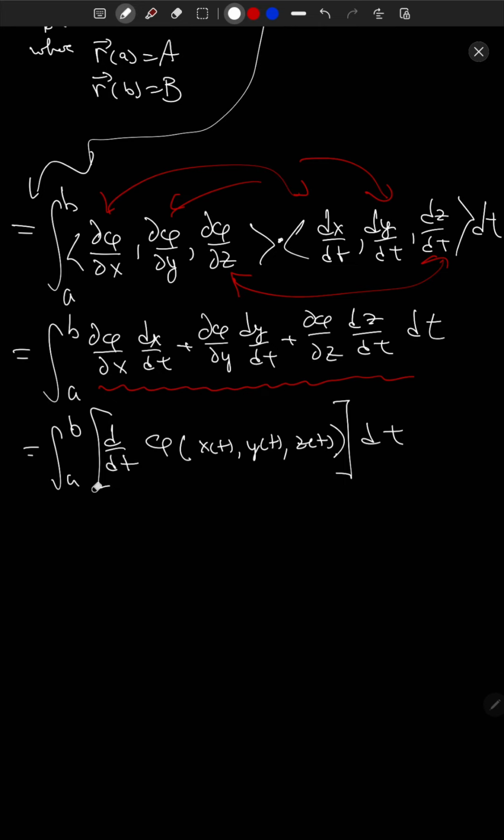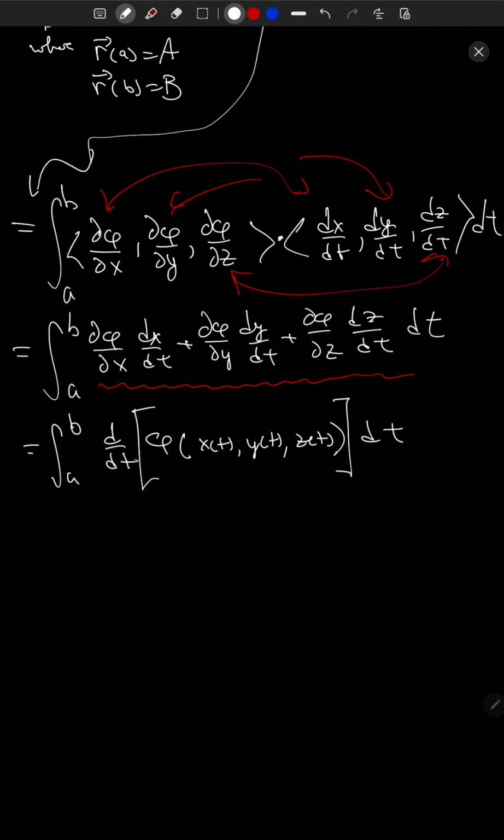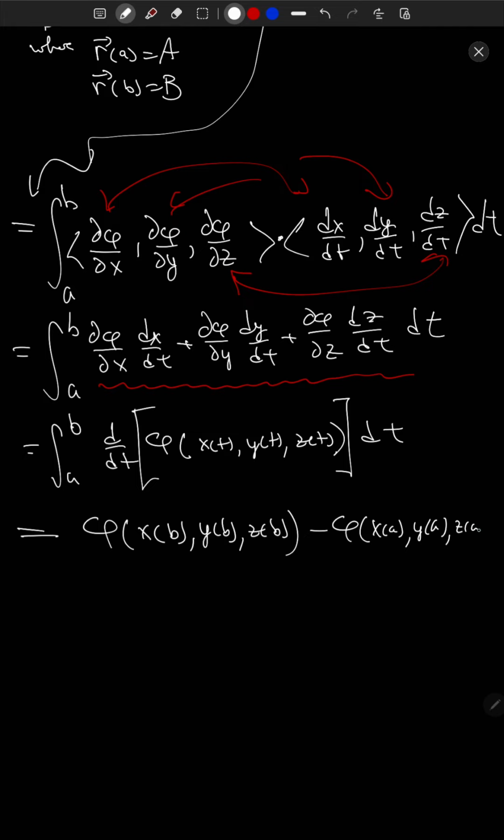Well, let me put the brackets like this. I am taking the integral of a derivative. So the regular one variable calculus fundamental theorem of calculus applies, right? This is just one variable calculus at this moment. It's a function of t here. So this is actually φ of x of the right endpoint, which is b, comma y of b, comma z of b, minus φ of x of a, y of a, z of a.